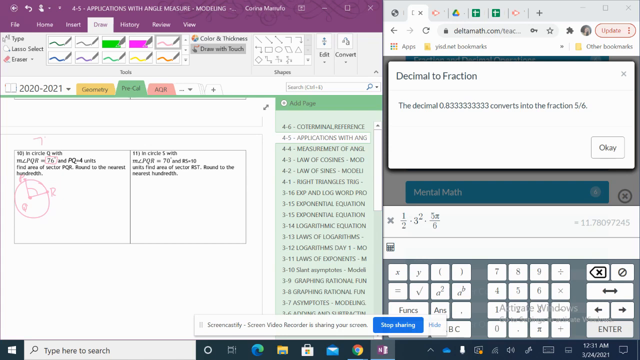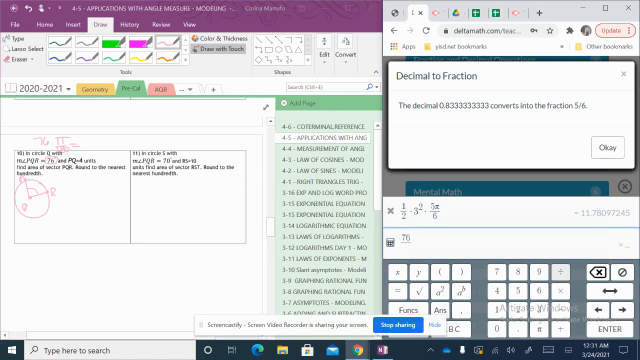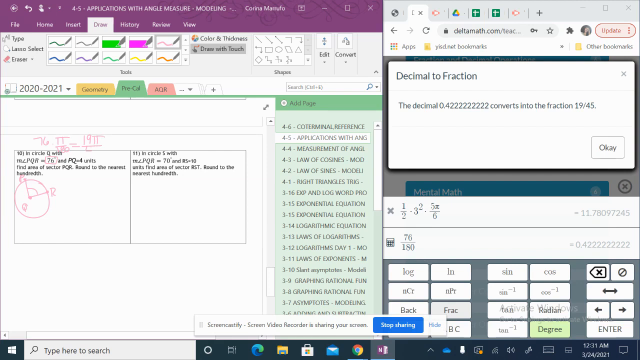So remember, we can't use 76. Let me go ahead and change it to radians with pi over 180. So 76 divided by 180. Let's get that as a fraction. That gives us 19 over 45. So this is 19 pi over 45. Okay, and then PQ is equal to 4. So from P to Q is equal to 4. Well, that is our radius.